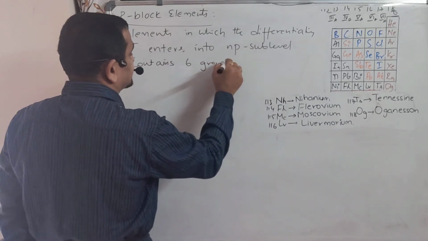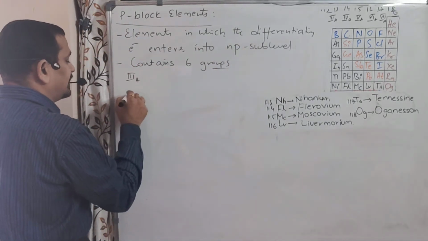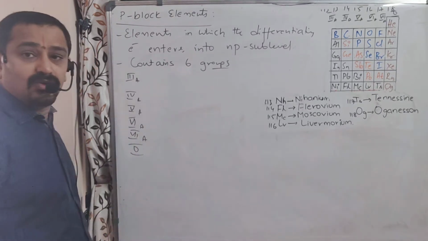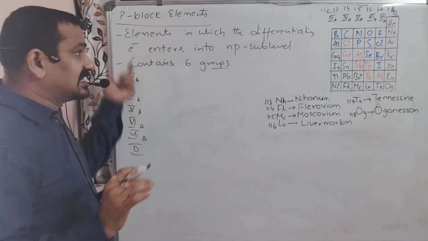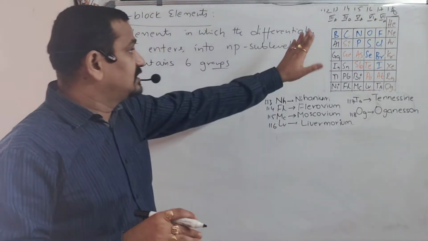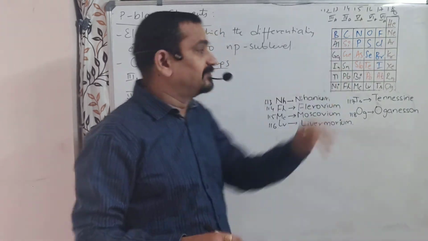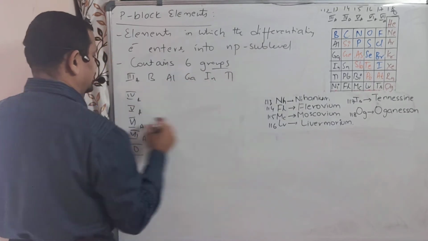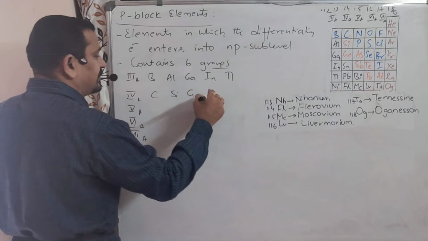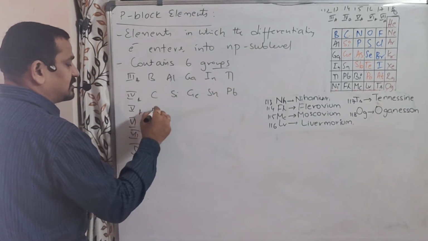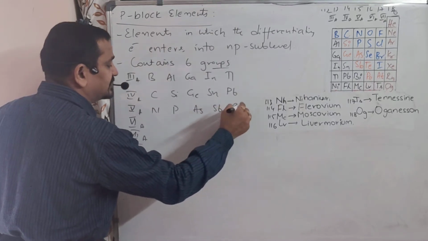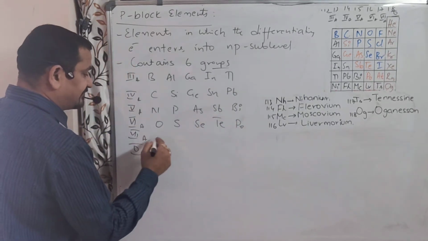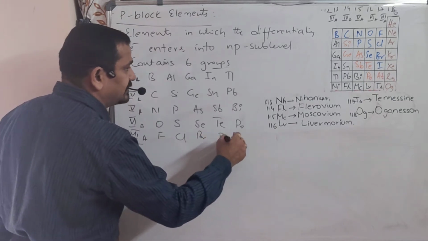Six groups of elements, namely 3A, 4A, 5A, 6A, 7A and the 0 group elements. I am once again reminding you, this A and B classification was given wrongly in NCERT. Actually these all belong to the A set of groups. Now what are the members of 3A? Boron, aluminium, gallium, indium and thallium. The 4A group elements are carbon, silicon, germanium, tin and lead. The 5A group elements are nitrogen, phosphorus, arsenic, antimony and bismuth. The 6A group elements are oxygen, sulfur, selenium, tellurium and polonium. And the 7A group elements are fluorine, chlorine, bromine, iodine and astatine.